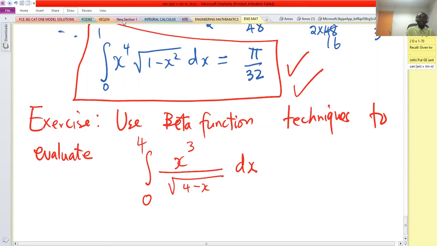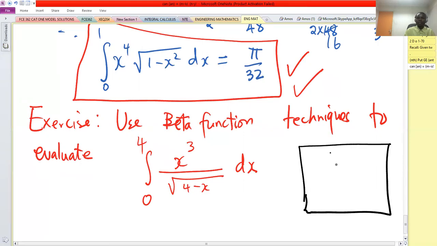Let me give you the answer in advance. So you should get that the answer is 4096 over 35. So play with this one so that you end up with 4096 over 35 as your final answer.